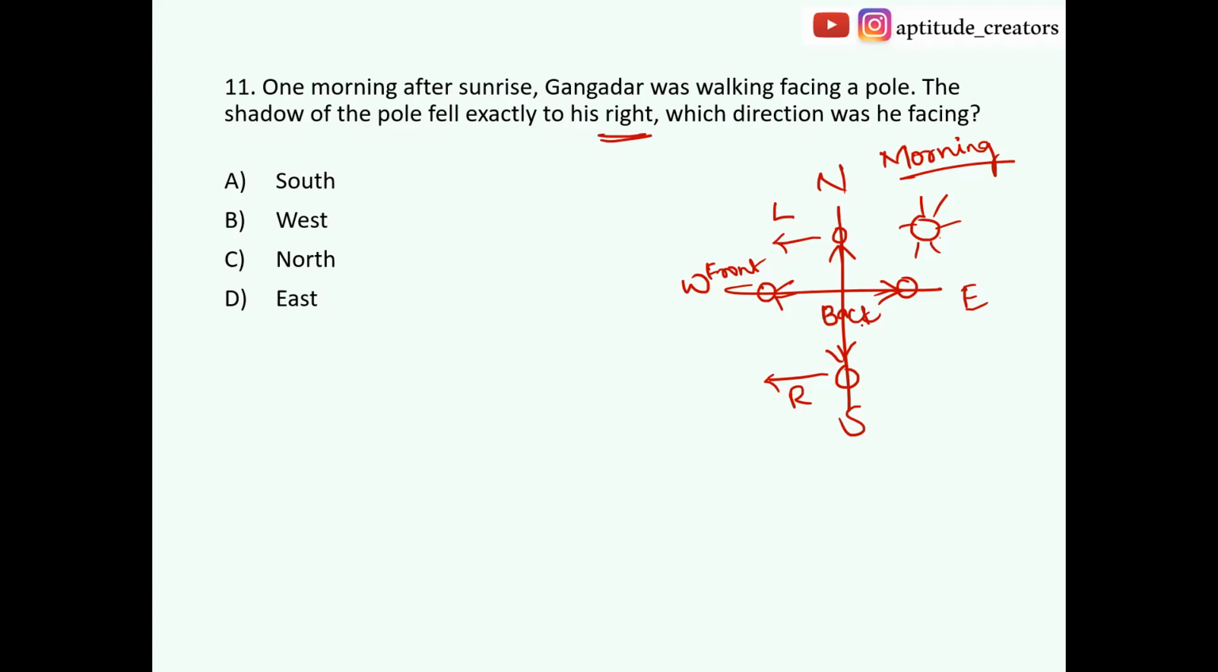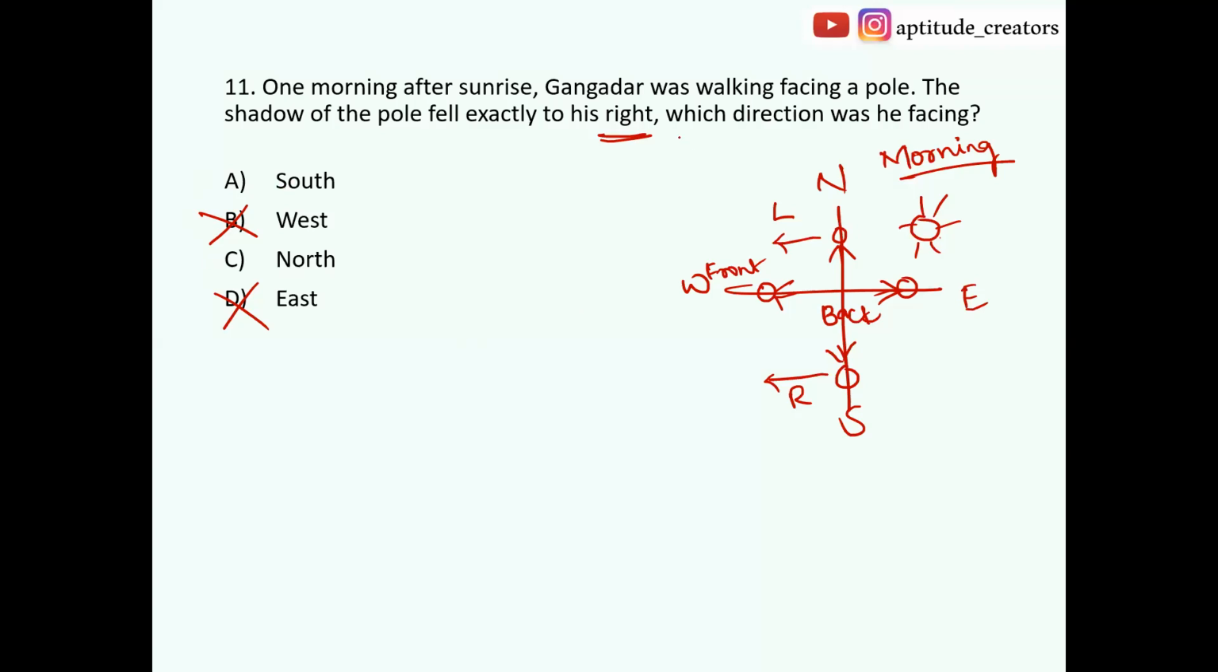Now what are the possibilities? Here the person's right, and only north and south are possible. By using common sense, we can say only north or south is possible. I can eliminate option B. I can eliminate option D. Now either option A or C is possible.